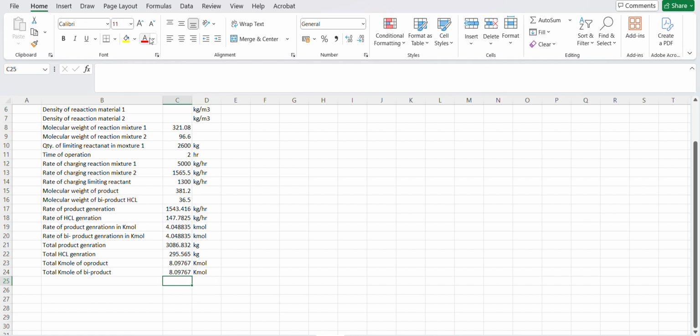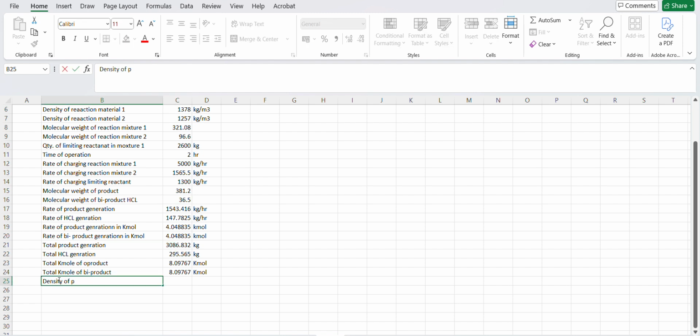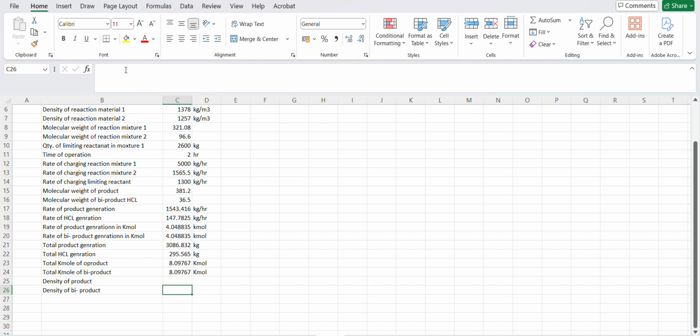Okay, so now we can simply put the density of the material, density of reaction material 1, density of reaction material 2, and same for the density of product and density of the byproduct. These are required for the calculations, so we can simply put them here, density in whatever is available, kg per meter cube, and here also kg per meter cube.